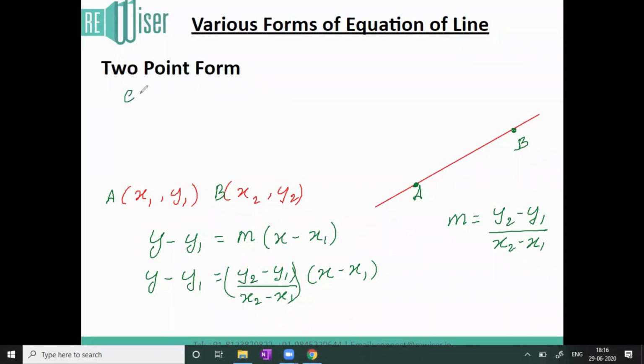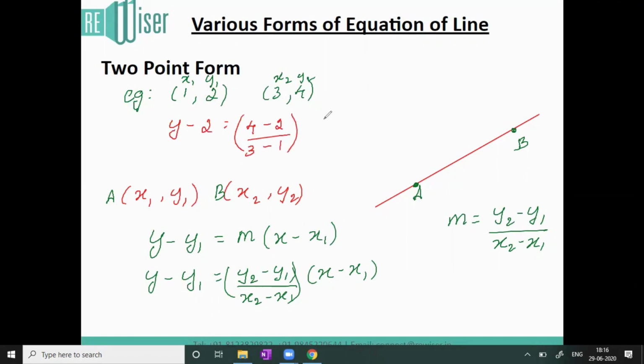For an example, instead of a and b, let us take the points 1 comma 2 and 3 comma 4. Let us consider this as x1 y1 and this as x2 y2. If I talk about the 2 point form, it would be y minus y1, which is 2, is equal to y2 minus y1, which is 4 minus 2, over x2 minus x1, which is 3 minus 1, times x minus x1, which is x minus 1.